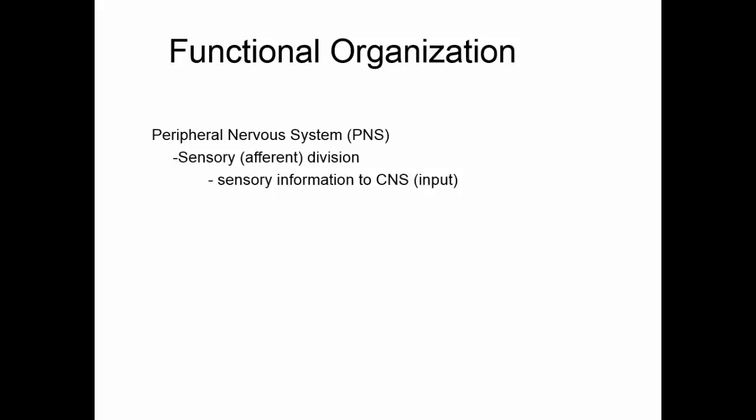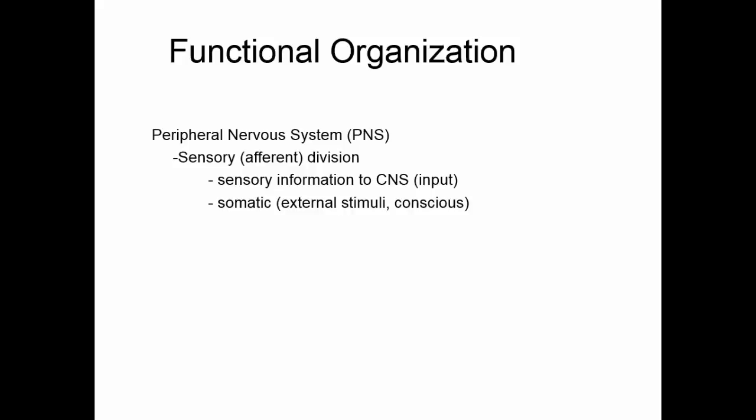The nervous system can also be organized based on how it functions, and this really only applies to the peripheral nervous system. The central nervous system's only function is that of integration. But the peripheral nervous system has to take care of both input and output information. The sensory division is the afferent division. This brings in the sensory information to the central nervous system. This is the input part of the system.